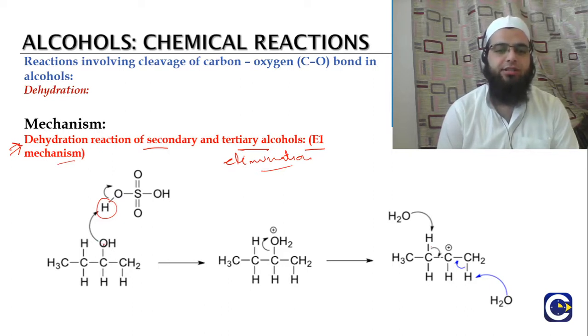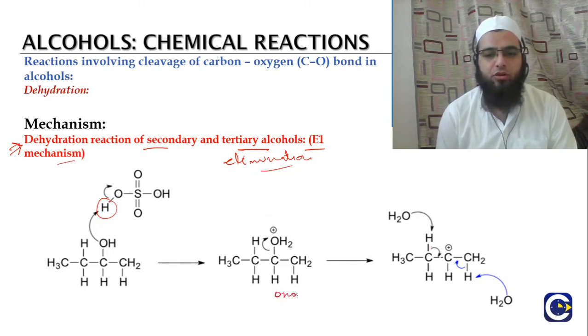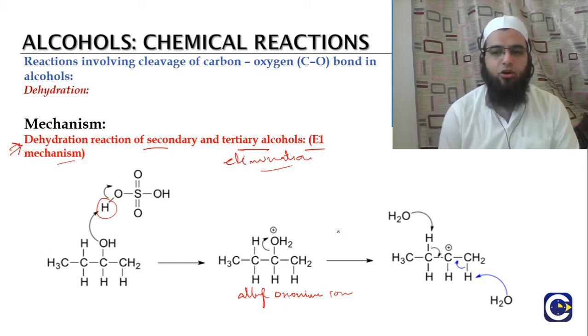That's why we are saying that the hydroxy oxygen donates a pair of electrons to the proton from the acid, and we are getting an oxonium ion. This is the oxonium ion formed. Or we can more correctly say this is alkyl oxonium ion.